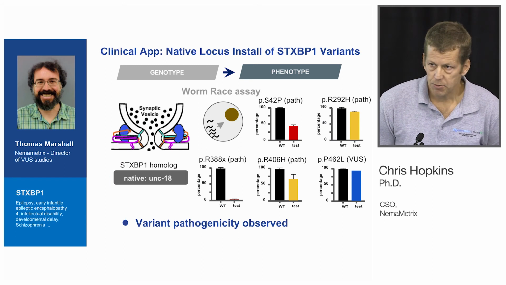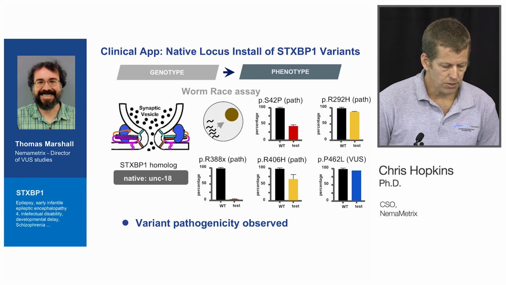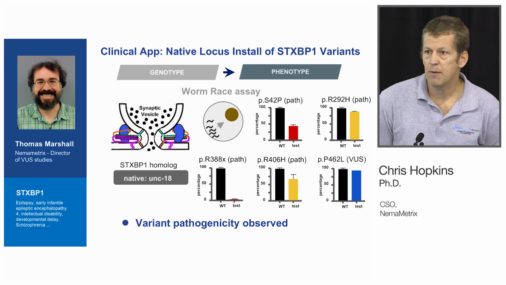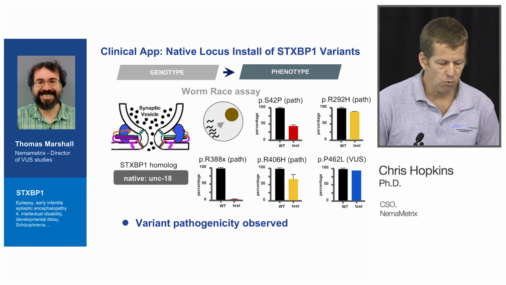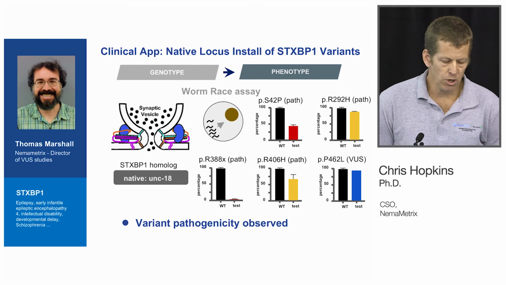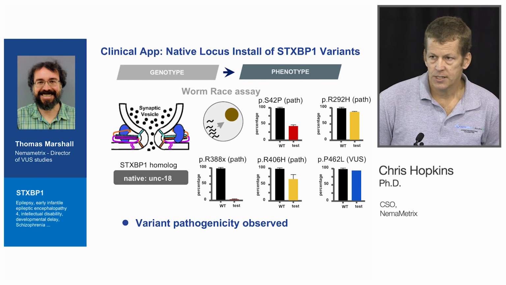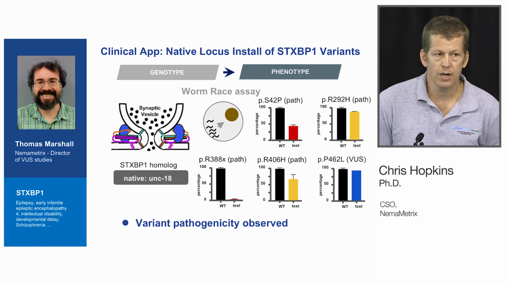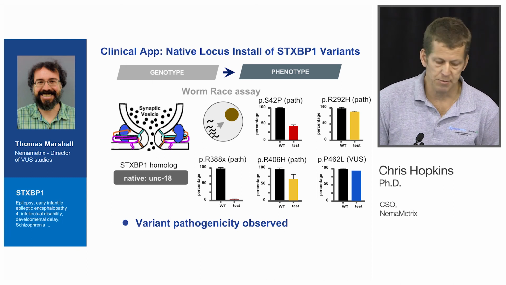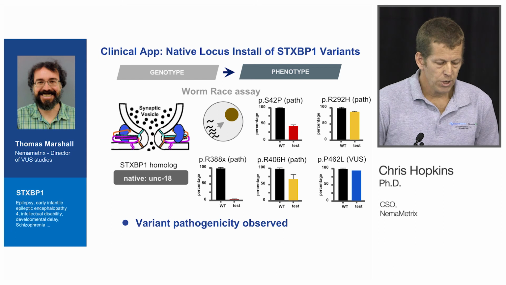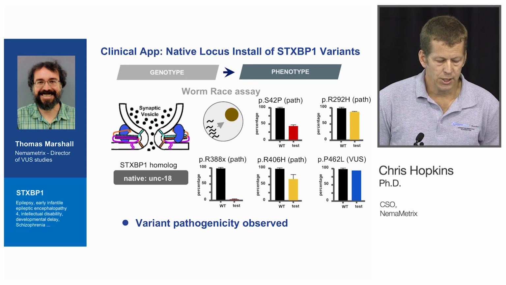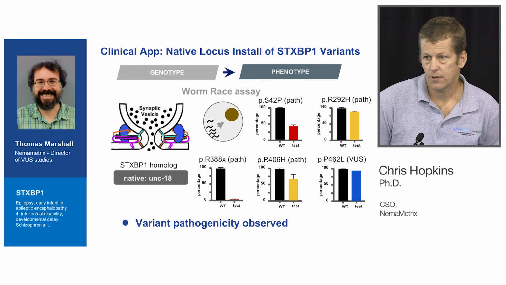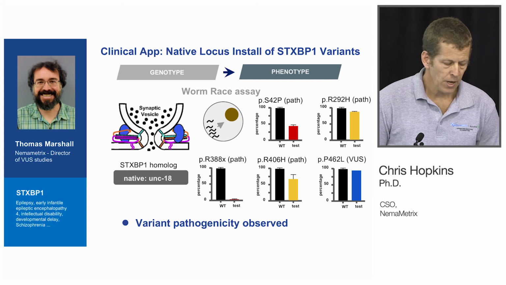In one of our own examples with our own team, we have Tom Marshall. Tom was interested in trying to understand the syntaxin binding protein number 1. This is the UNC18 homolog. It works in synaptic vesicle release, binding to the SNAREs, leading to coordinating the release of synaptic vesicles. When you are defective in this gene, you lead to loss of coordinated vesicle release.